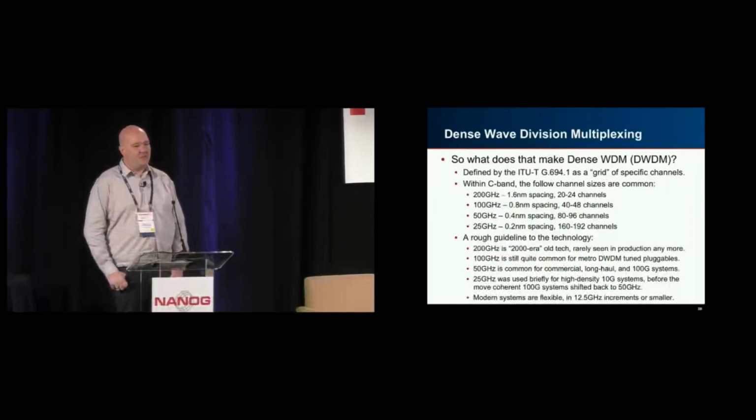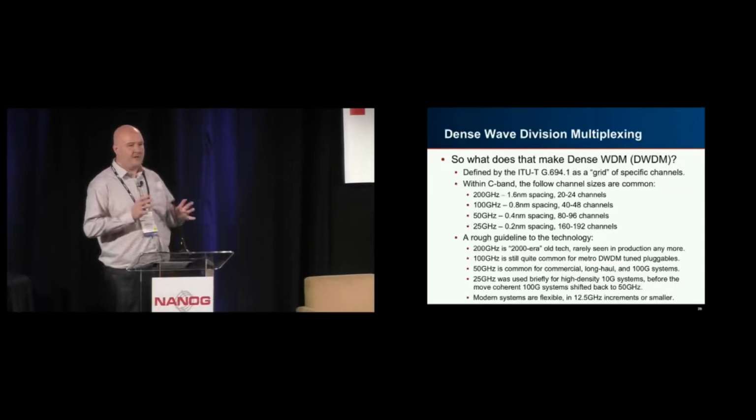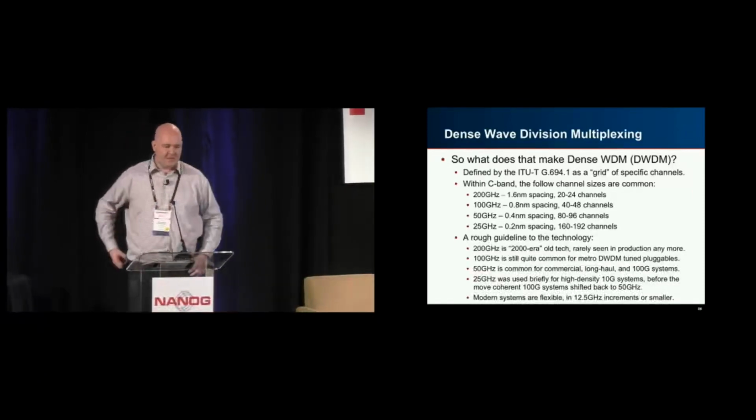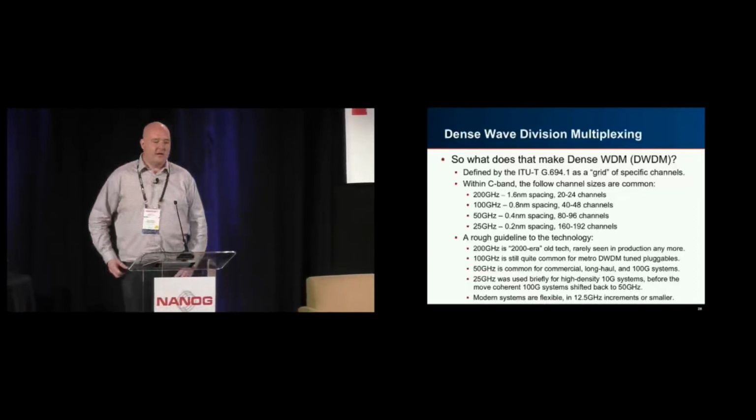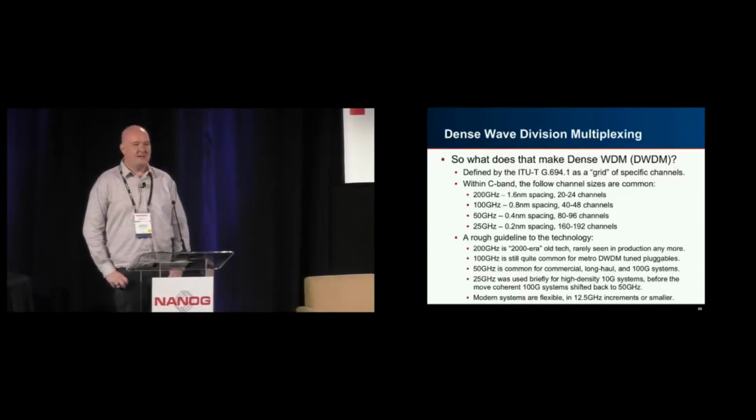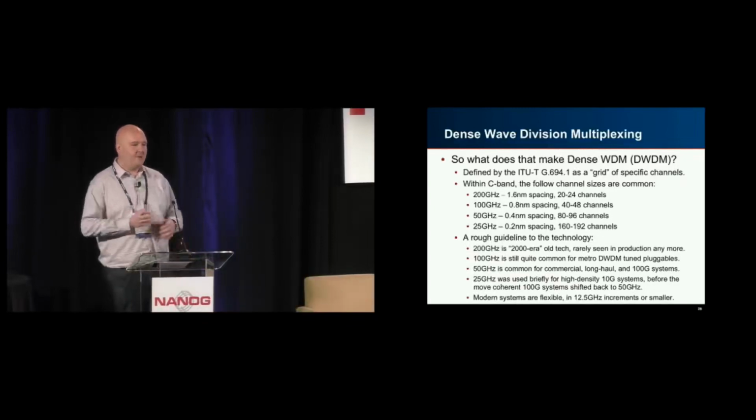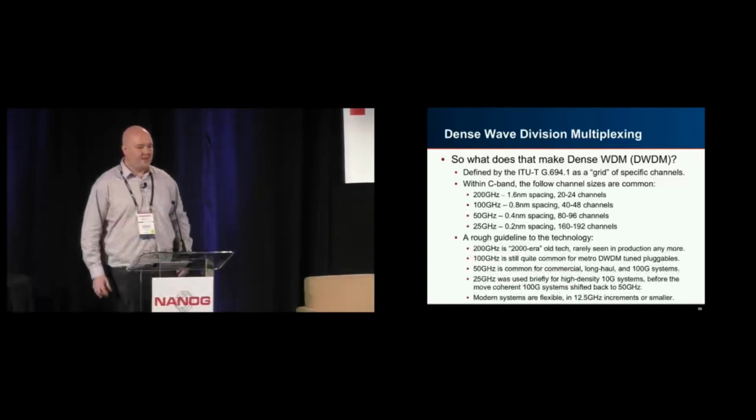DWDM is something that's actually well-defined. So there's an ITU specification that defines a grid of channels, and there's many different grids depending on the different channel sizes. So the common ones that you'll see out there in the world are 200, 100, 50, and 25 gigahertz. And the smaller the gigahertz, the smaller the channel. So your 200 gigahertz systems, this is kind of typically your 2000 era technology. You rarely see this in production anymore. It's kind of old. 100 gigahertz stuff that gets you your 40 to 48 channels, kind of depending on exactly how you do your channel allocation.